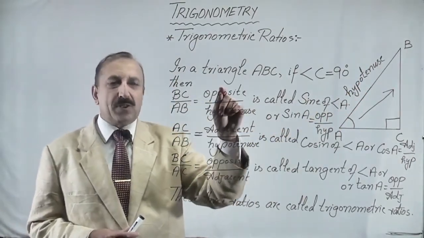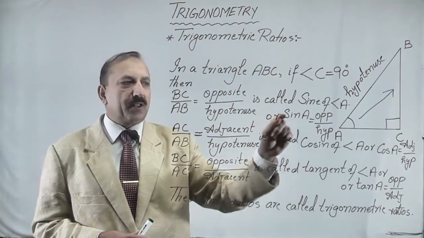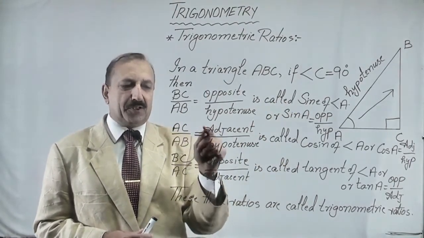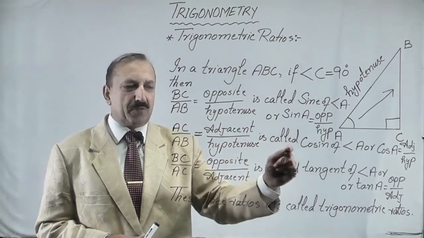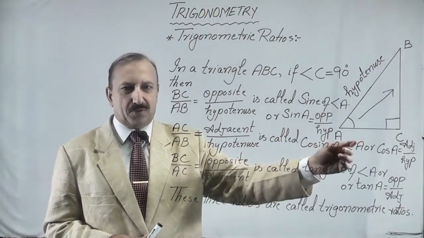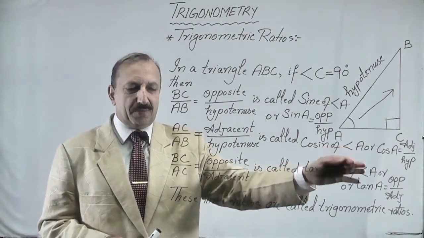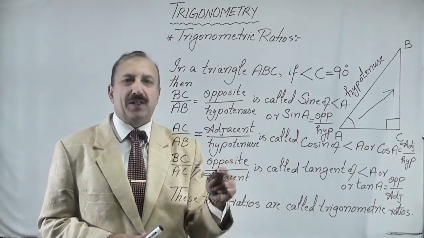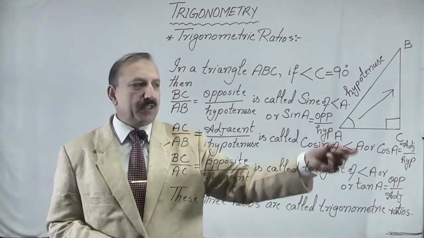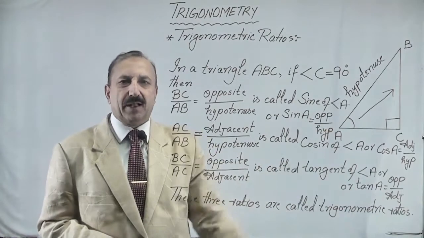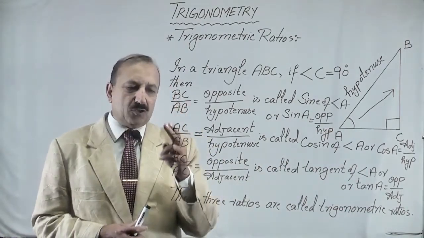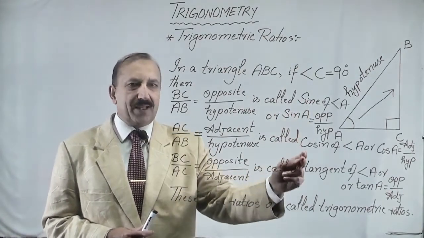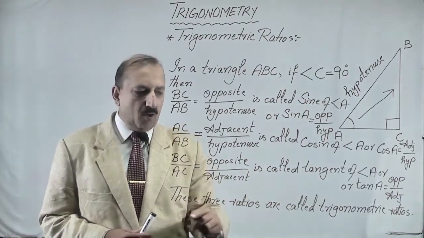So opposite over hypotenuse will be all the time the trigonometric ratio sine, and the second ratio, adjacent over hypotenuse, will be all the time cosine. The third ratio is BC over AC, that's opposite over adjacent, and will be all the time tangent of the angle, that's the marked angle A.